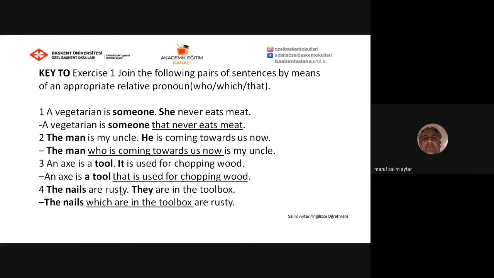Have a look at the key. A vegetarian is someone that never eats meat. The man, which man is my uncle? The man who's coming towards us now is my uncle. An axe is a tool. What kind of a tool is an axe? That is used for chopping wood. The nails which are in the toolbox are rusty.